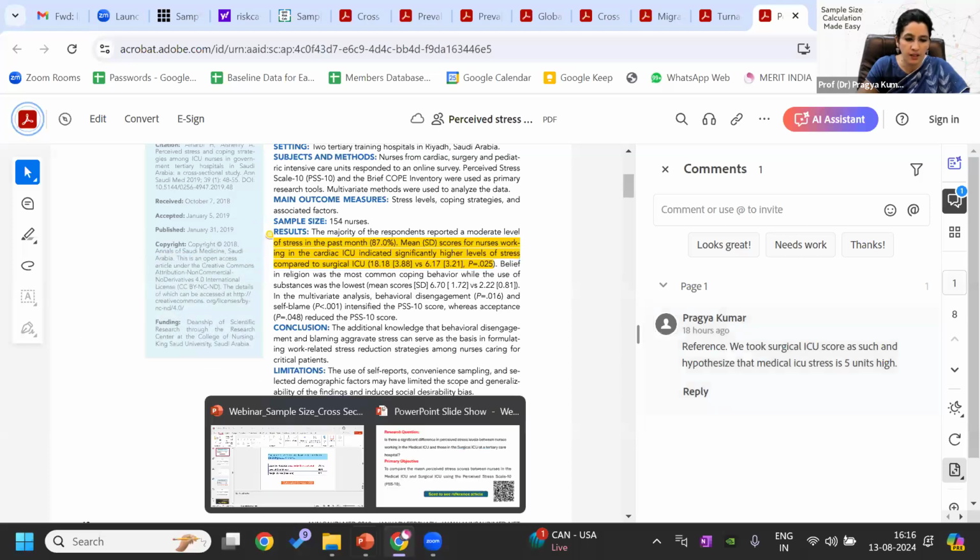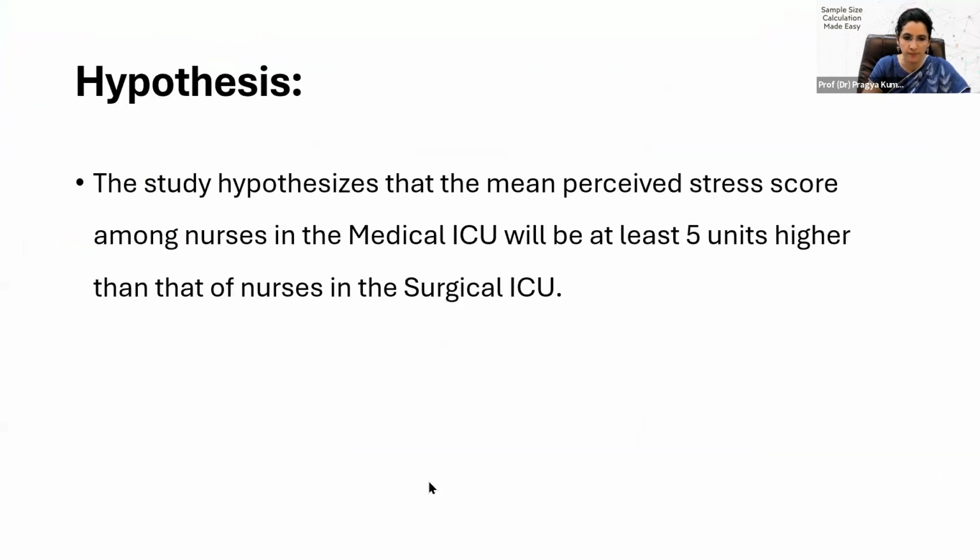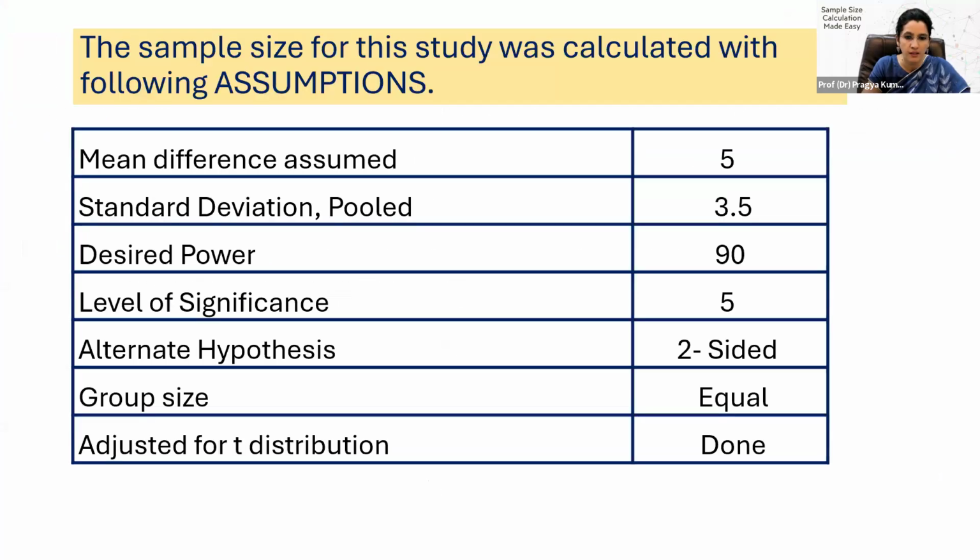So this I have taken as 5 and 3.5. Desired power, I have taken as 90. I have increased the power because with less power, the sample size comes very less. The level of significance is 5. Alternate hypothesis is 2-sided and group size equal. And I have to calculate the pooled standard deviation also. It is 3.5.